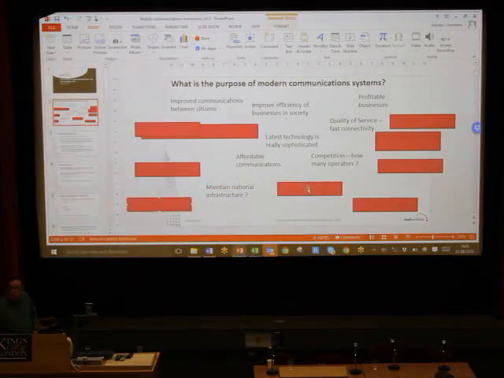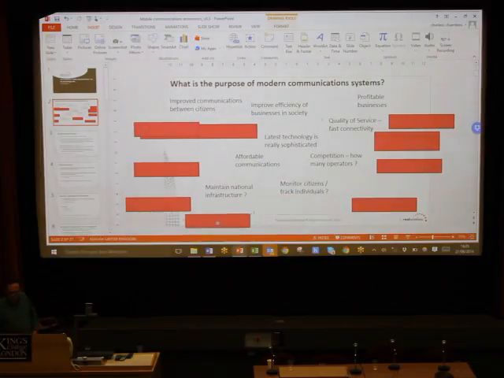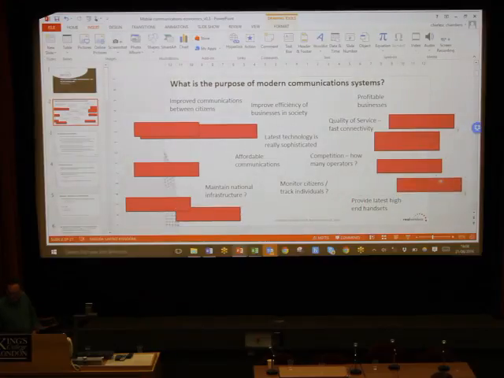Actually, it's pretty important that we maintain national infrastructure. There are large programs in most developed economies to make sure that we can have a sustainable one. I wasn't sure if anyone was going to say that the key priority is to track individuals. And of course, it's really all about getting the cutest, latest handset.